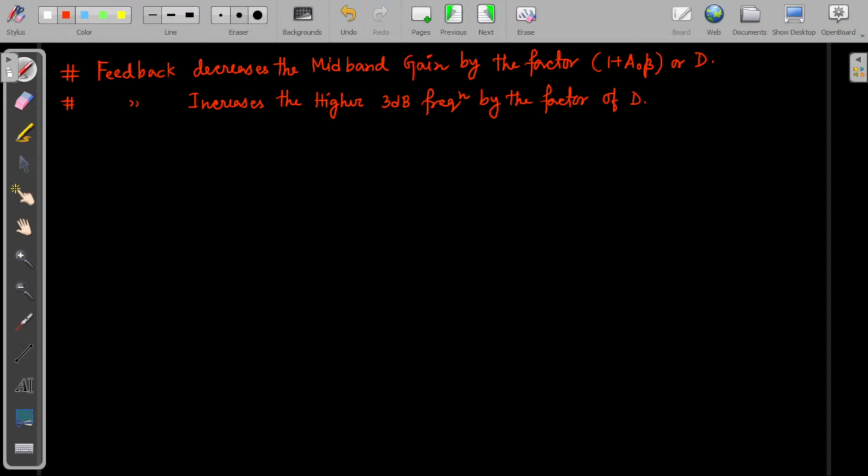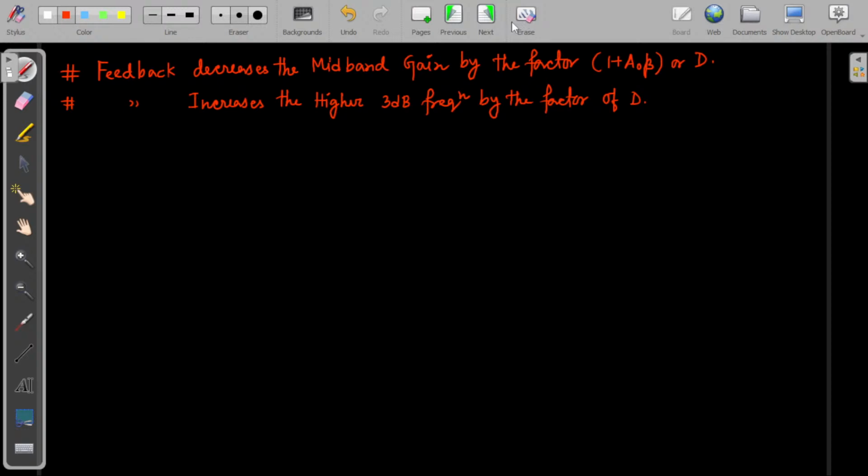Okay, so this is a very important thing. That means if we use the feedback with a low pass filter, the midband gain of the feedback amplifier will be decreased, but the higher 3dB frequency will be increased. Okay, so this is the case of low pass filter using the feedback. So right now, we will go for the high pass filter with feedback.